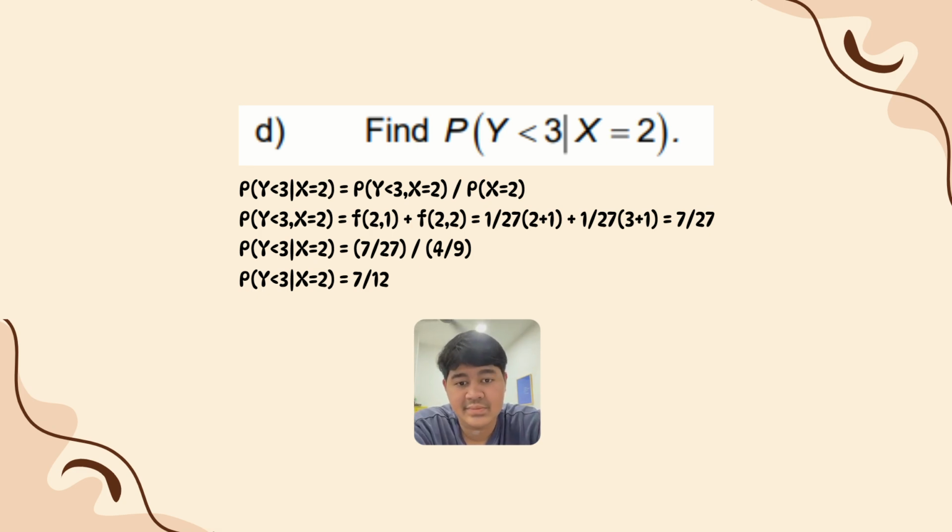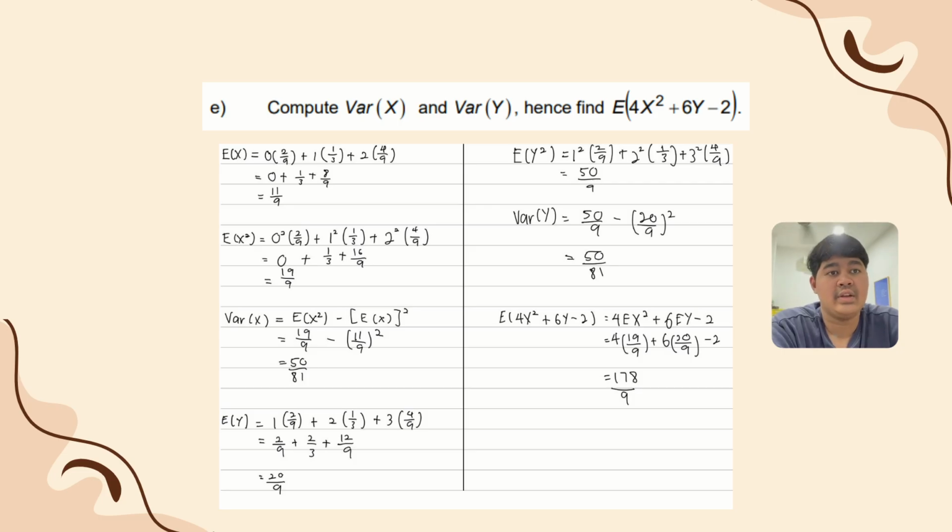Thank you. Question 1e: compute Var(X) and Var(Y), hence find E(4X² + 6Y − 2). For this, we have to find the expected value of X, and the formula would be x times f(x). As you can see, x equals 0, times f(x), 2 over 9. We already know the 2 over 9 from our previous question, and then we sum up all of the x times f(x), and the answer would be 11 over 9.